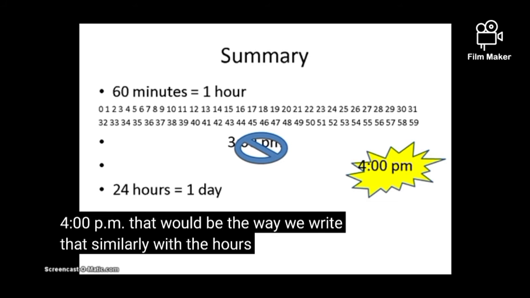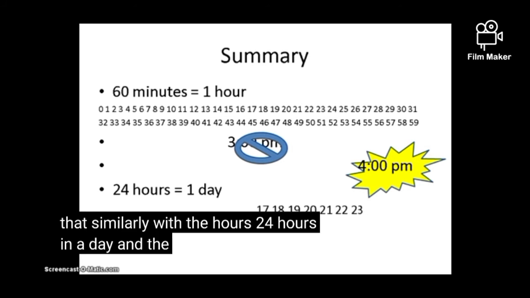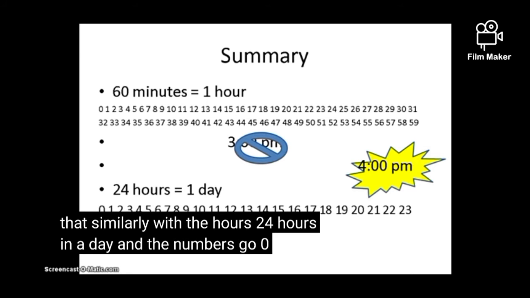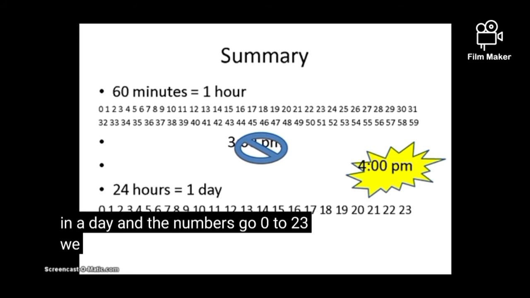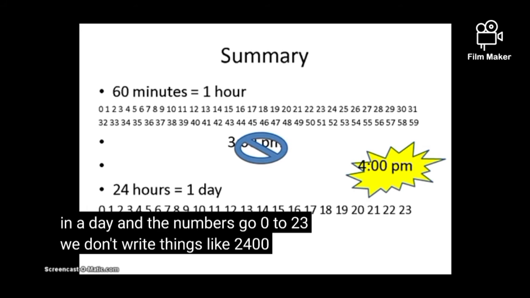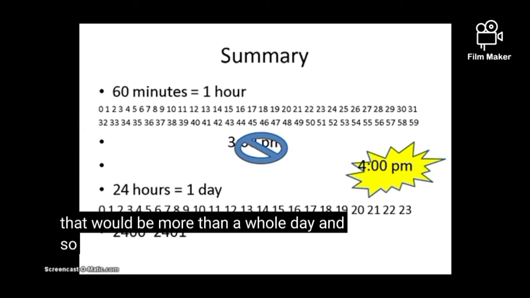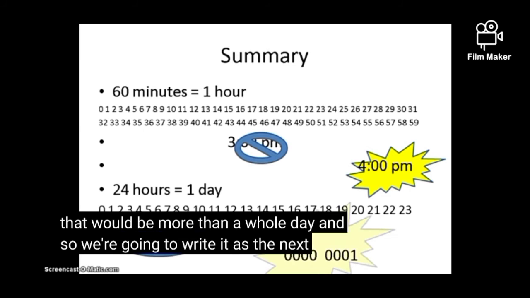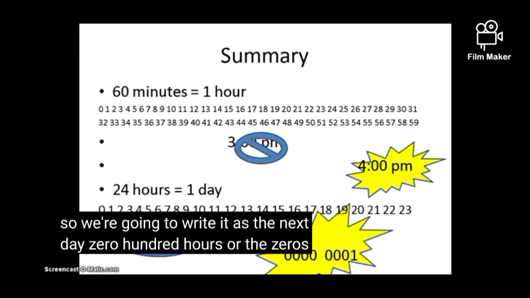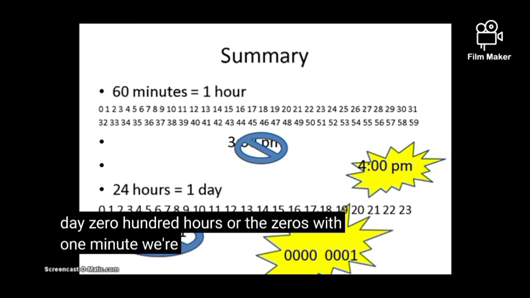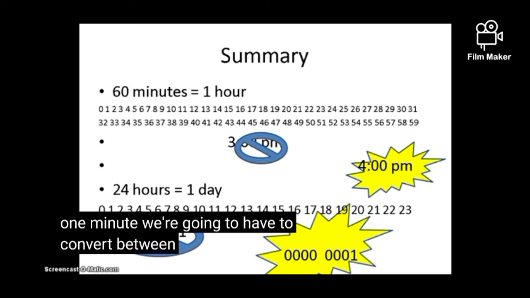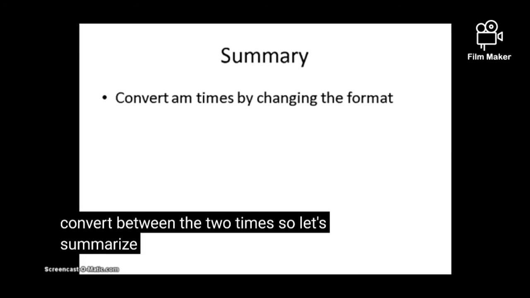Similarly with the hours, there are 24 hours in a day, and the numbers go 0 to 23. We don't write things like 2400 or 2401. That would be more than a whole day, and so we're going to write it as the next day, 0100 hours, or the zeros with 1 minute. We're going to have to convert between the two times, so let's summarize that.